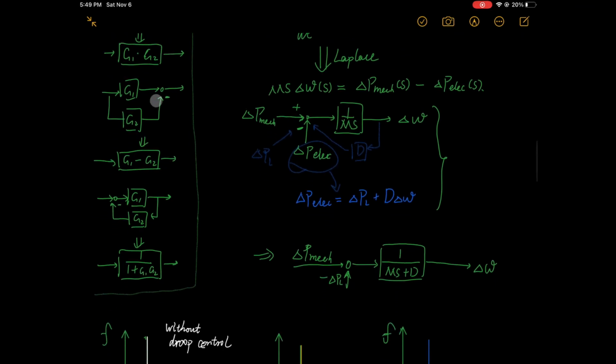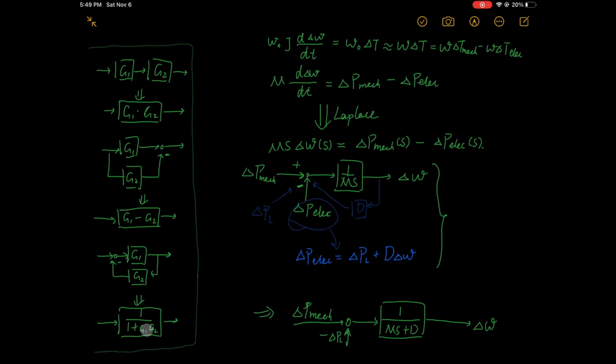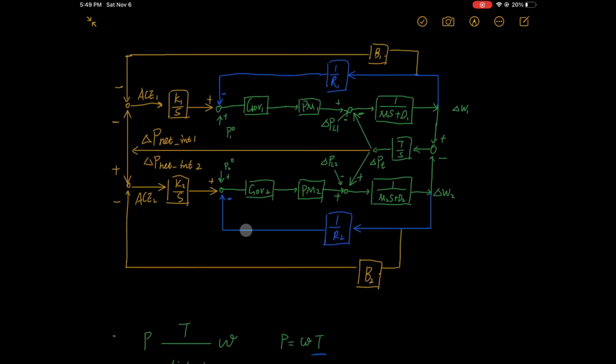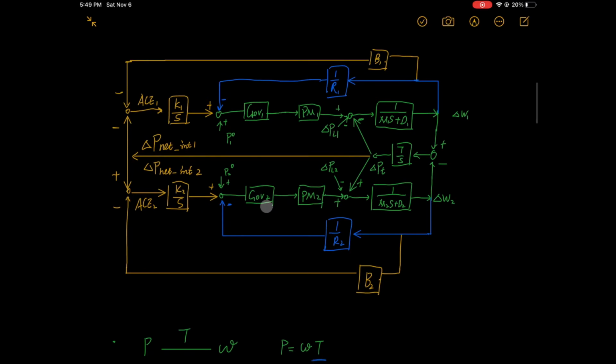You can explore the details here, but it's not a big deal if you just take them as a whole. Usually we don't have direct control on turbine mechanical power, but instead we have direct control on valve position. So we add this relationship between the delta Pm block.